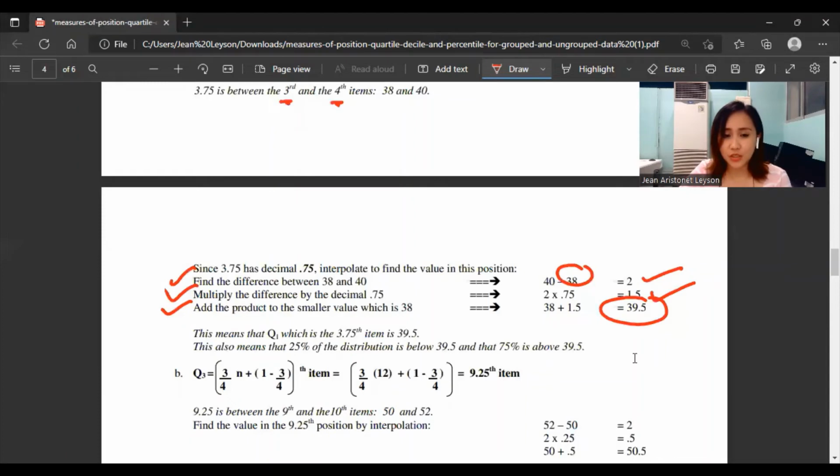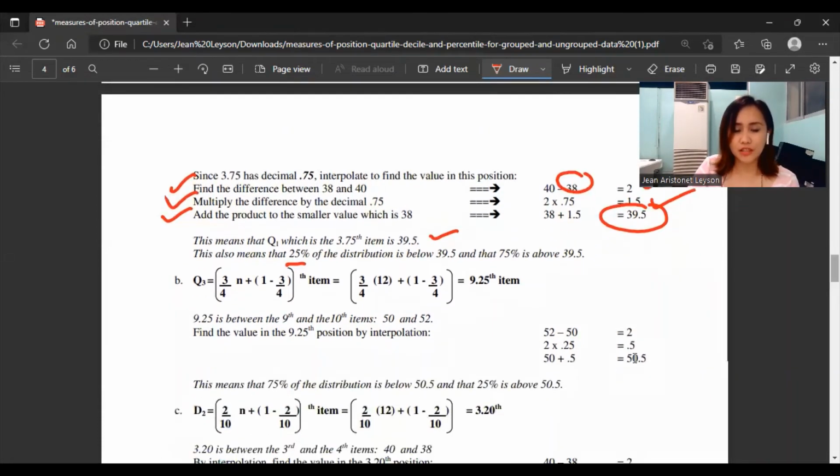So that means that Q sub 1, which is the 3.75th item, is 39.5. So that means that 25% of the distribution is below 39.5 and 75% is above 39.5. That means to say that our first quartile is the 3.75th item or 39.5. Okay.